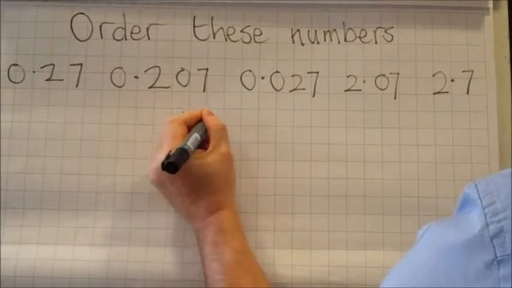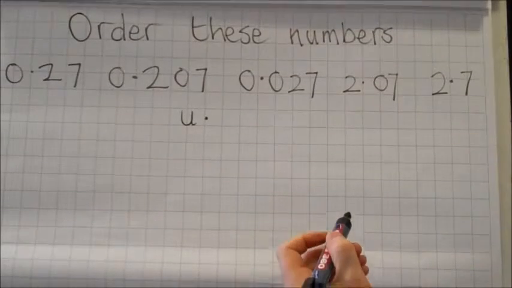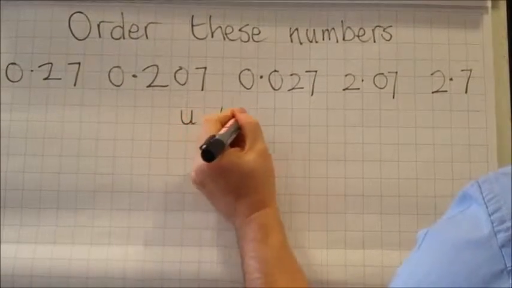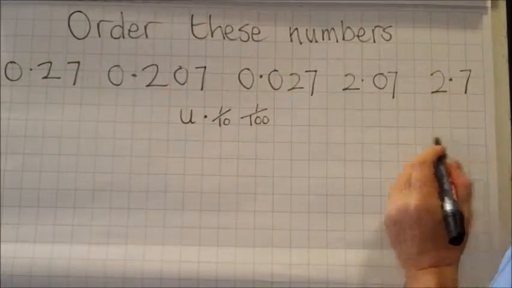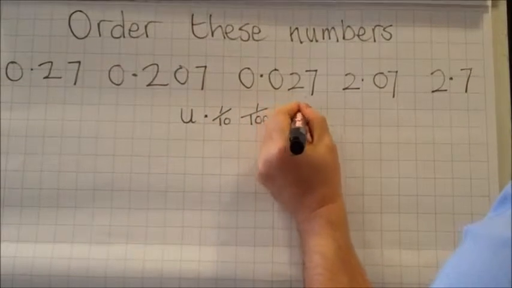I'm not going to use the squares, I'm just going to do this large hand so you can see. There are tenths, there are hundredths, and as you can see, there are some thousandths. Okay.